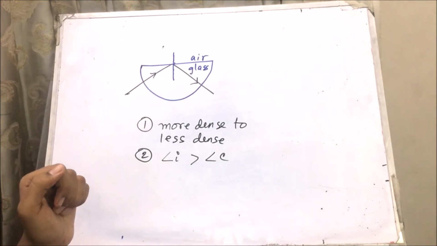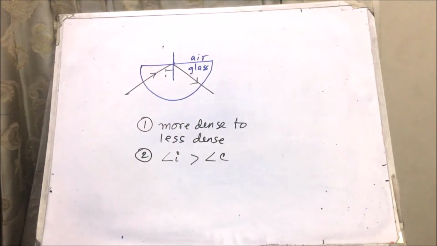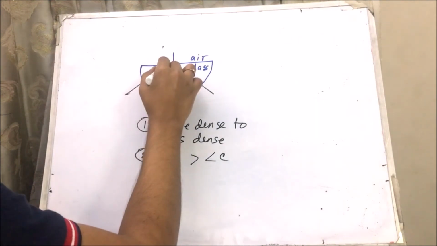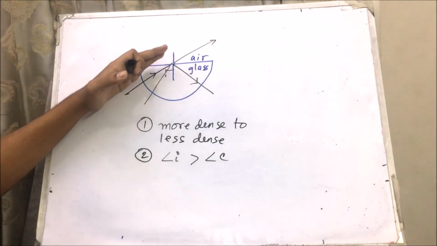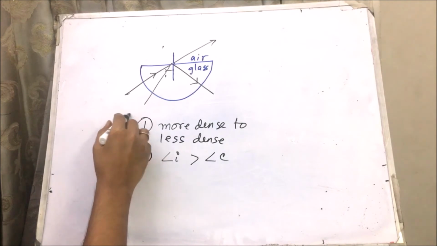And another condition is that the angle of incidence, this angle of incidence should be greater than the critical angle. If it is less than the critical angle, something like this, then the light will just travel into the air like this. But if it is greater than the critical angle, then the light will get totally internally reflected. These are the two conditions.